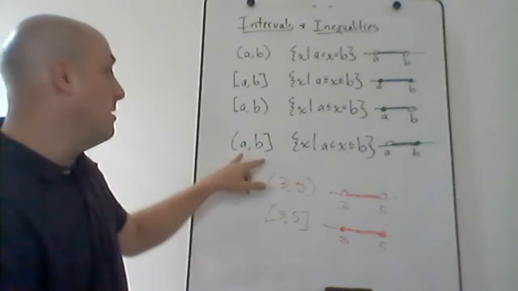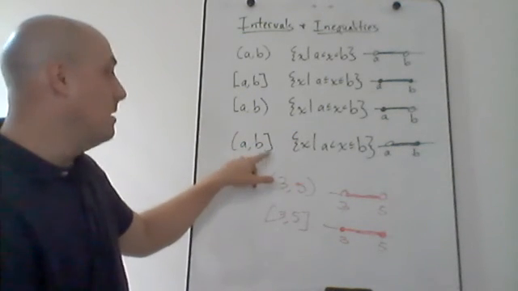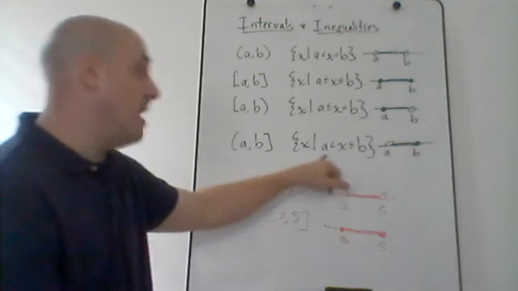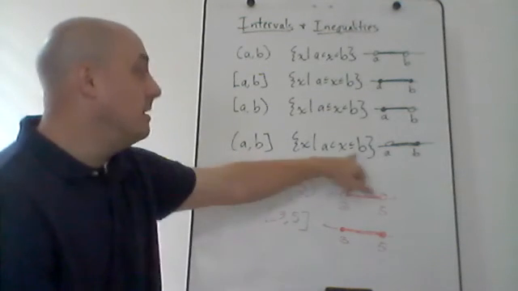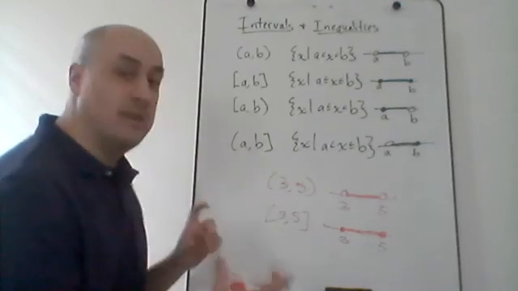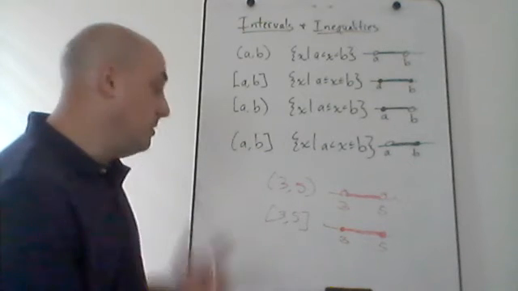And we can also have it the other way, parentheses A, comma B, bracket. Right, so in this case, the A has the parentheses, which means the A is not included. The B has the bracket. That means the B is included. So you can have one endpoint or the other included or not included, or both included or both not included.